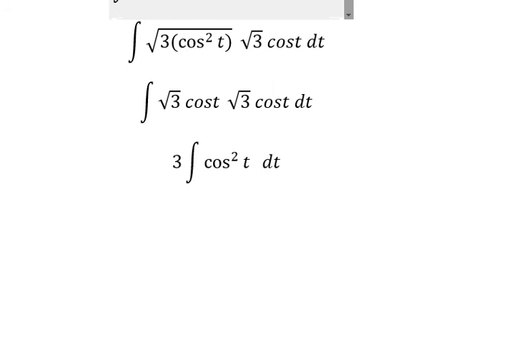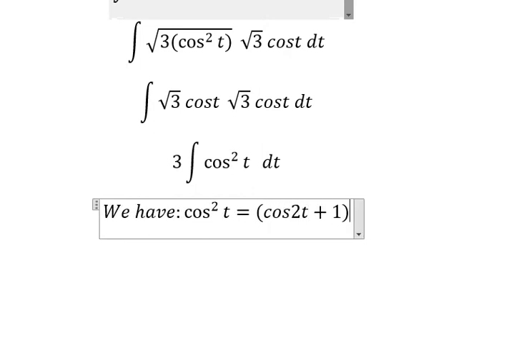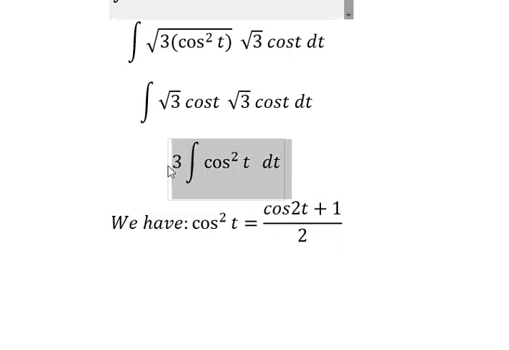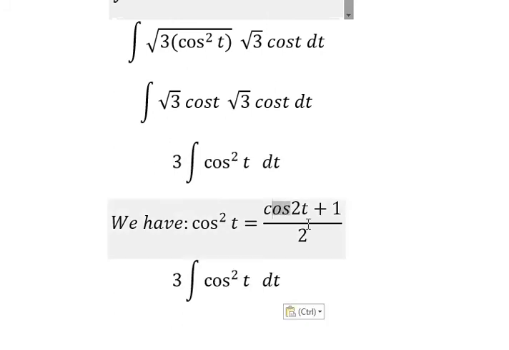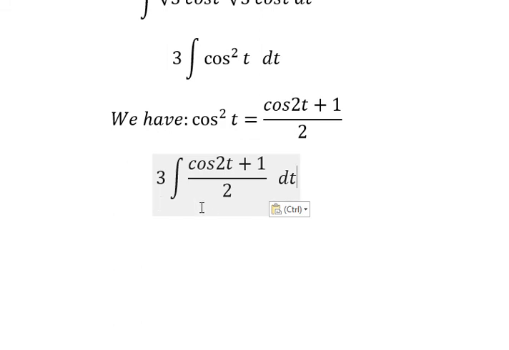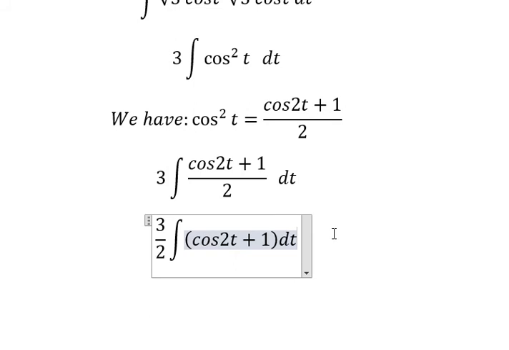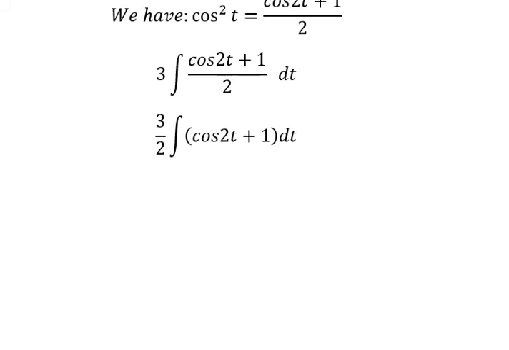Next, we have cosine squared t equals cosine 2t plus 1 over 2. So we put this one in here, and we put number 2 outside. And then we got the final answer.